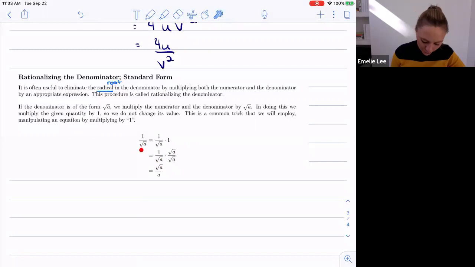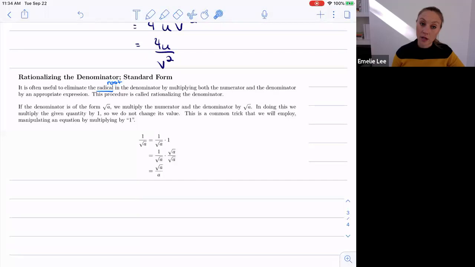So we can say, okay, that's the same as one over root a times one. But then I'm going to replace that one with root a over root a, because that's what I'm trying to get rid of here. Now I'm multiplying fractions, which we know how to do, right? I just multiply across. So I've got one times root a over root a times root a. So I've got root a on the top, root a times root a just gives me a, right? And so now I've removed that root in the denominator. It had to go to the numerator, but that's okay. It's better than having it in the denominator a lot of the time.